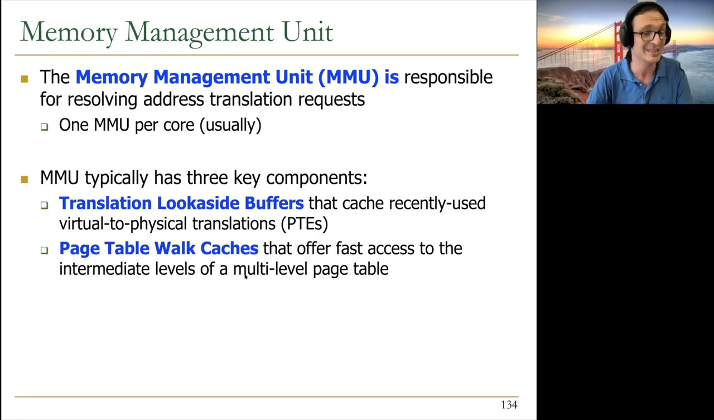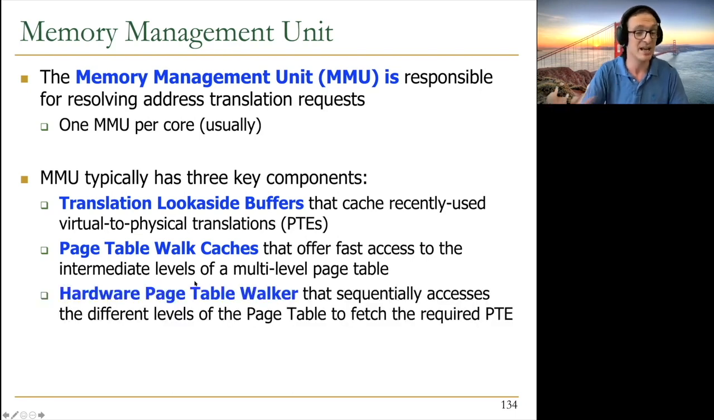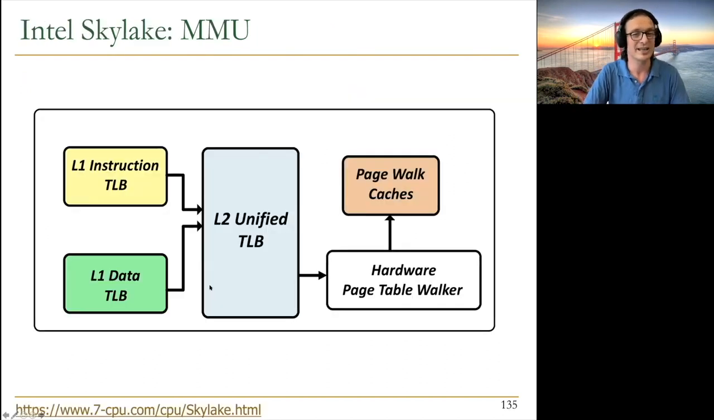This is to aid the translation on TLB misses essentially. And then there is a hardware page table walker that sequentially does the page table walk, accessing the different levels of the page table to fetch the required PTE. And this is all in hardware. So now we can see that there's a big hardware component over here. Okay, let's take a look at this MMU.